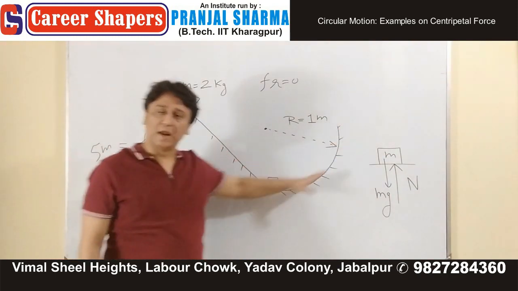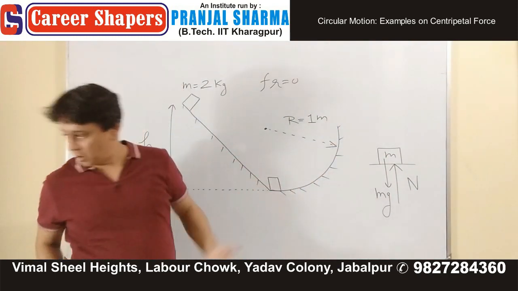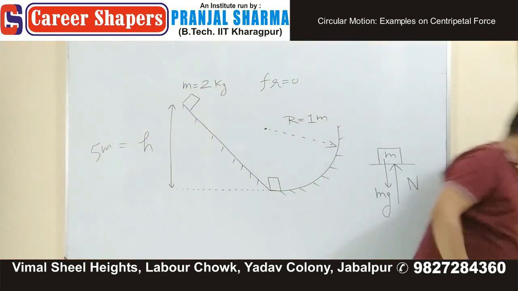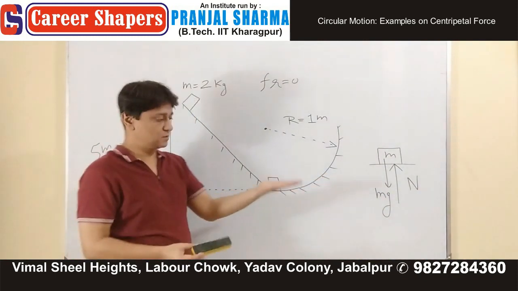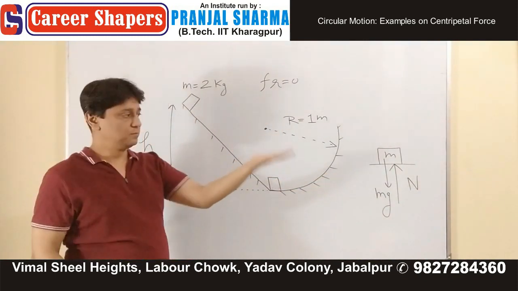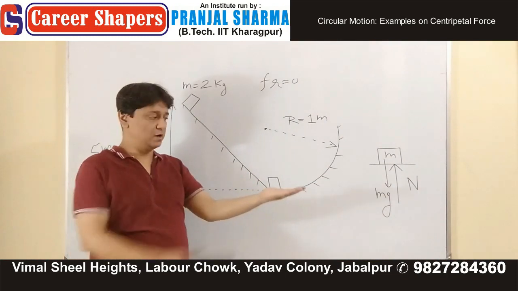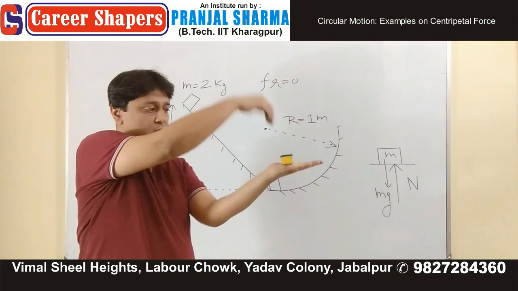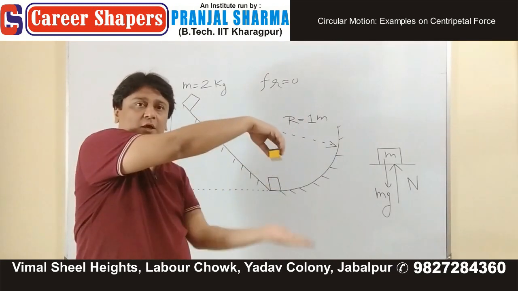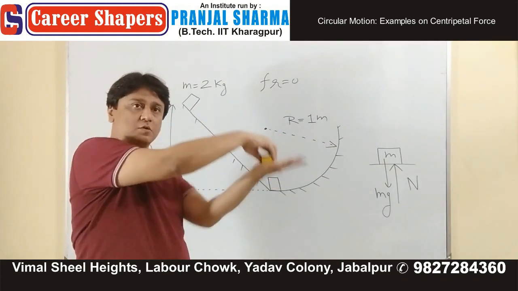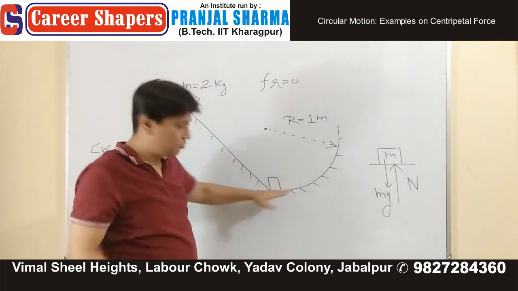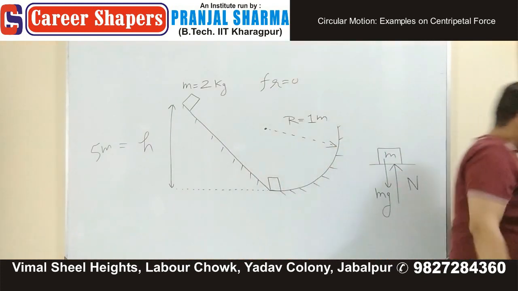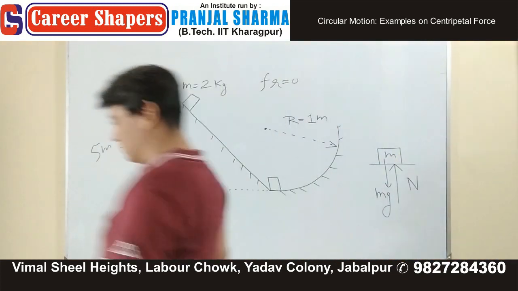You are in a vertical plane. So if the object is over here, this duster is the object, and my palm represents the circular part. This is the object, with a downward force of mg, and then a force coming from the ground, from the circular track, N, which is acting up. So these are the forces acting on the body.